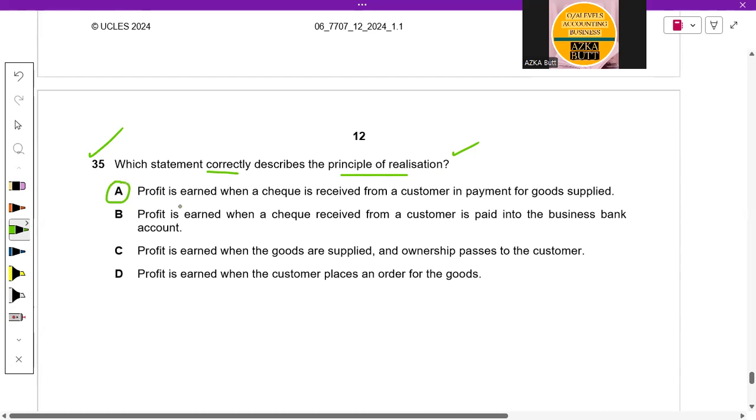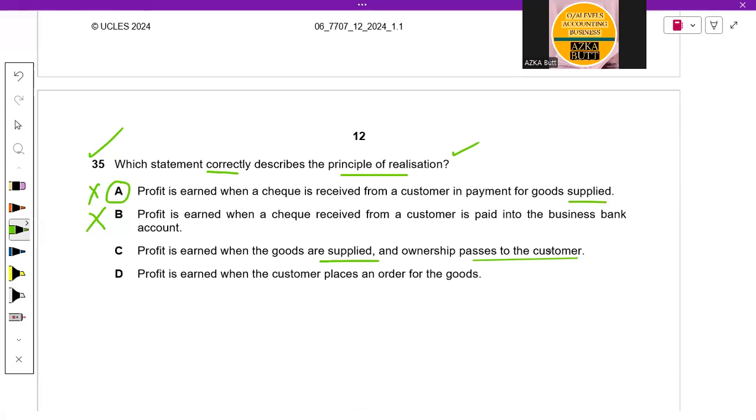Okay, so now let's see part A. Profit is earned when a check is received from a customer in payment for goods supplied. No, it's not like that. Even if you sold something to one of your customers, and even if he didn't pay anything to you, you can still realize your sale, your profit. So this is not correct. Profit is earned when a check received from a customer is paid into the business bank account. Profit is earned when the goods are supplied and ownership passes to the customer. Yes, once you supplied the goods, the customer has accepted your goods. So whether your customer is paying you right now or not, maybe he intends to pay you the money after 1 month or 2 months. But if the ownership passes to the customer, this is the realization concept. So C is the right option.